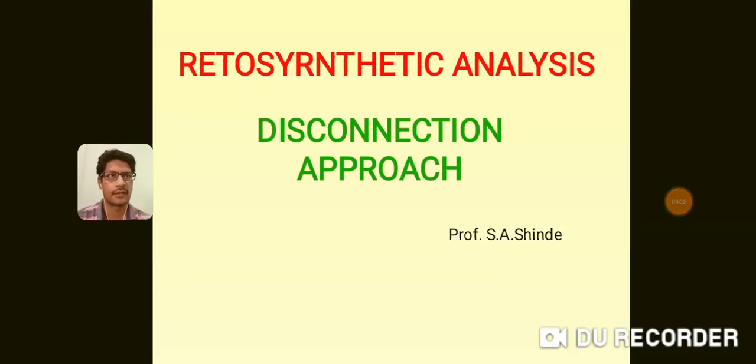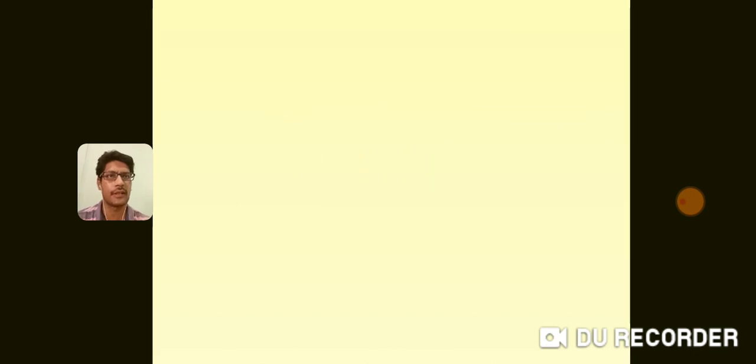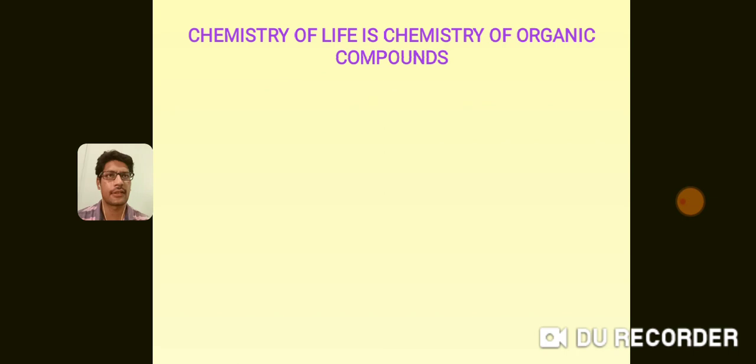Hello friends, today we have retrosynthetic analysis, that is the disconnection approach. This idea of disconnection was introduced by E.J. Corey, a great scientist in organic chemistry. A systematic framework was given by Stuart Warren, a well-known scientist.